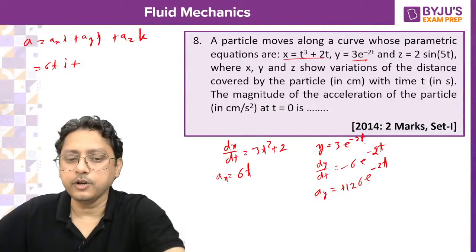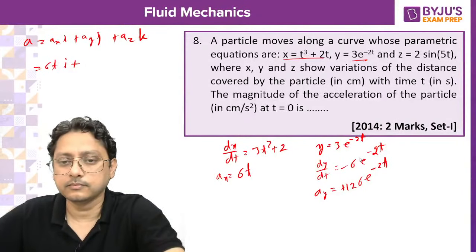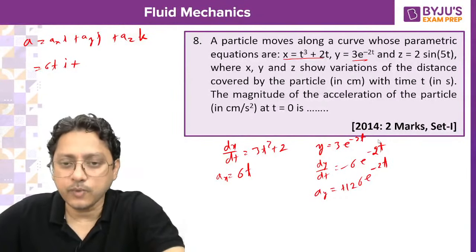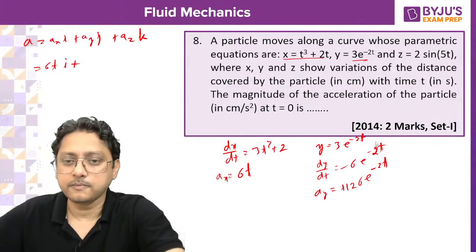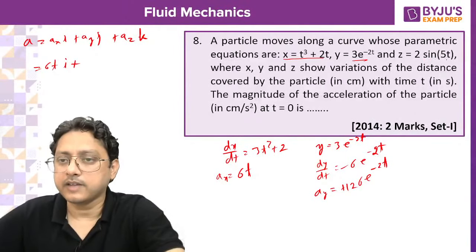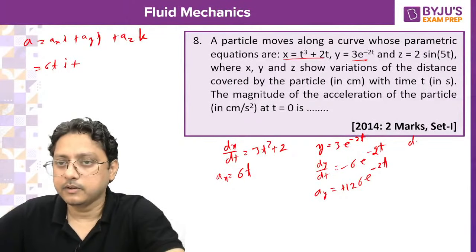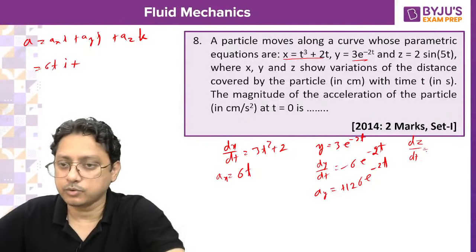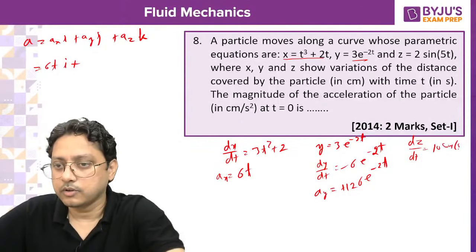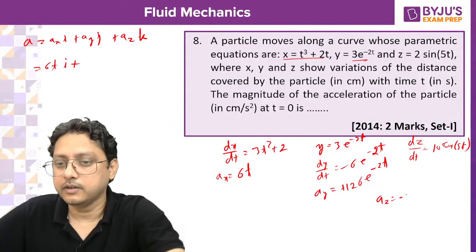Similarly, you do it for the z component also. Differentiate it once. It will become, see, sine 5t. So you will get dz by dt equals, differentiation of sine will become cos, and that 5 also will come out, so 10 cos 5t. Then differentiating once again, you will get the az component, but cos differentiates to minus sine, so you will get minus 50 sine 5t.